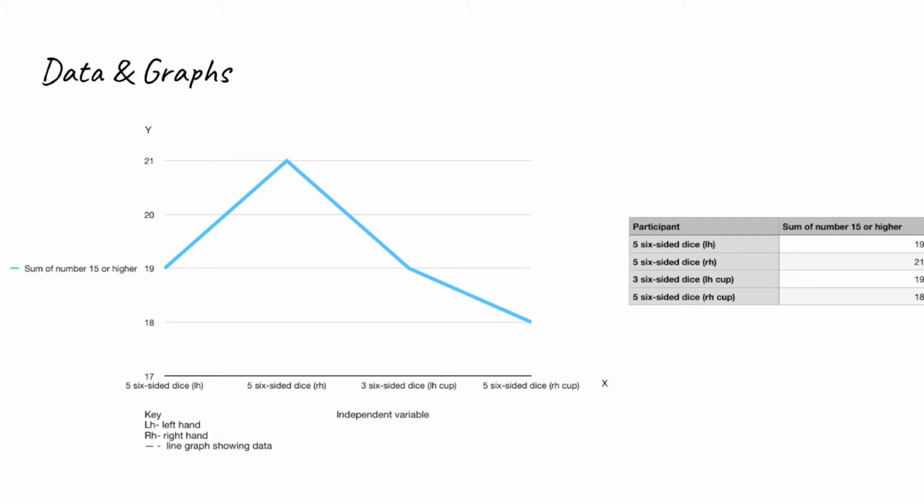This is another graph from my science fair experiment, and it shows the number of sums of 15 or higher, portrayed by the line for the 5 6-sided dice for left hand, right hand, left-hand cup, and right-hand cup, and the independent and dependent variable.